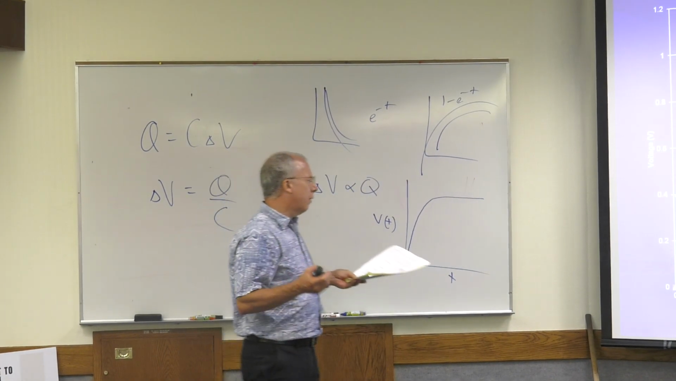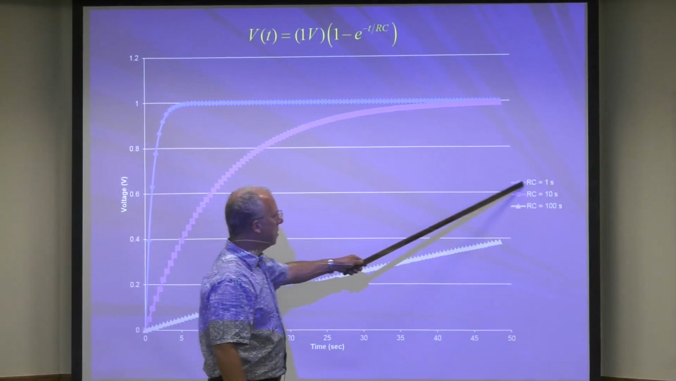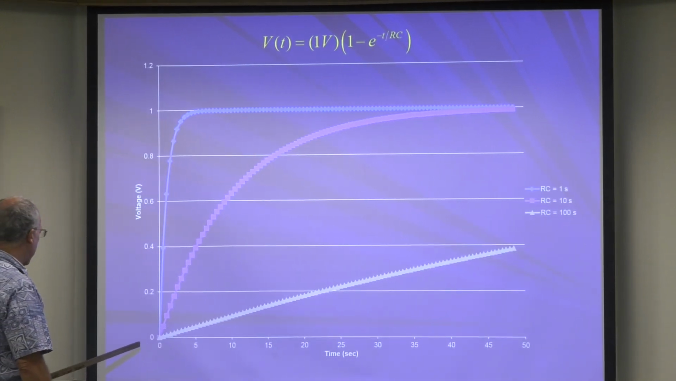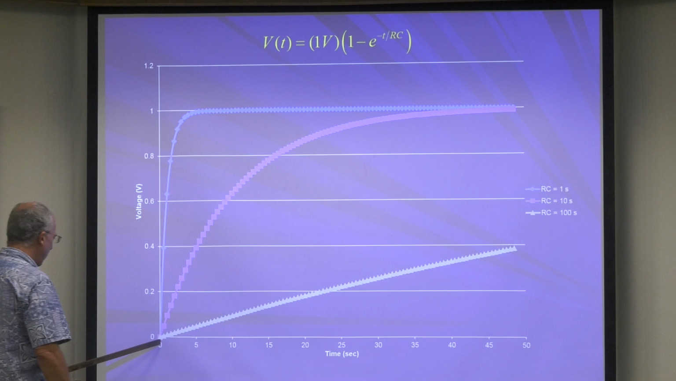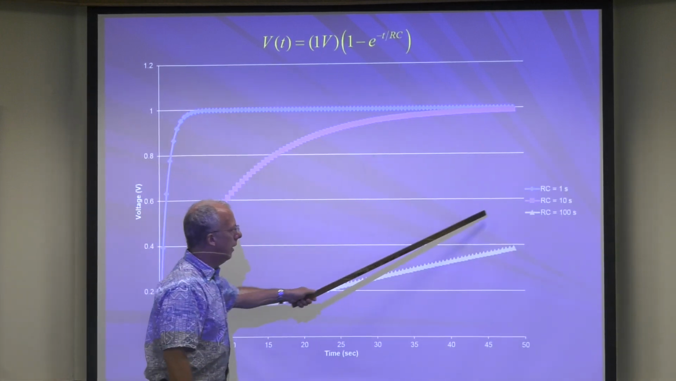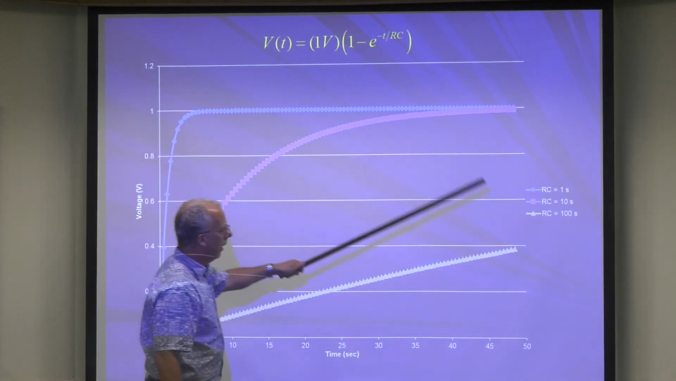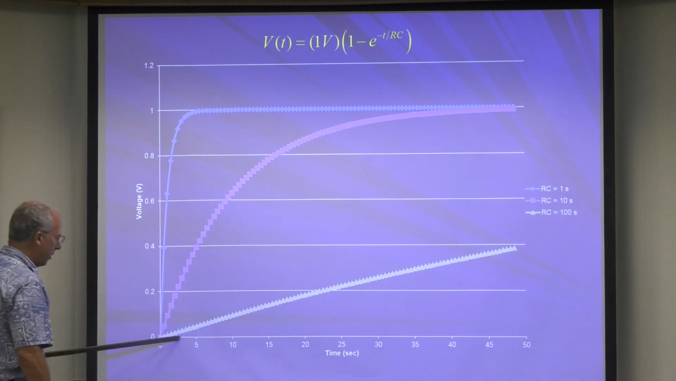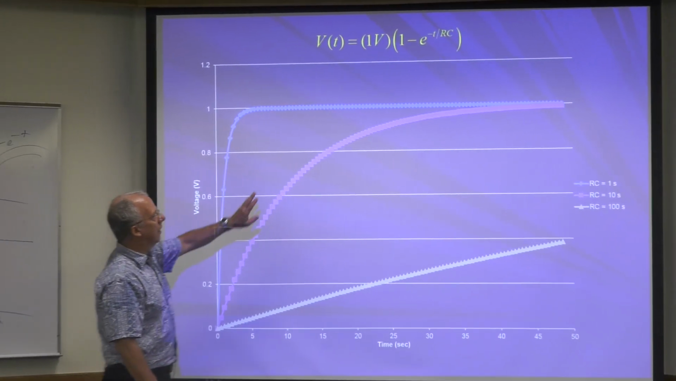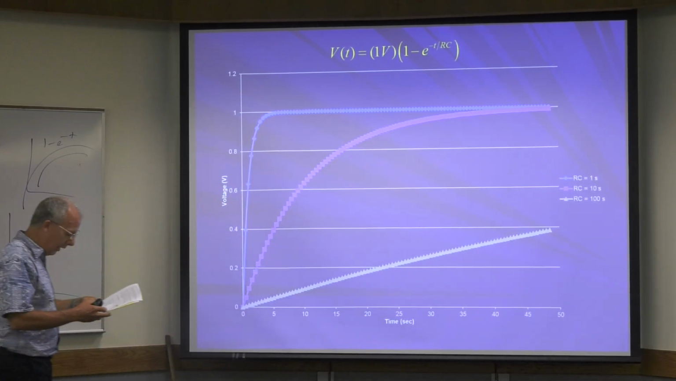Okay, and just for fun, I just played around with Excel. So if RC is 1 second, bang! It's really fast, right? It doesn't take very long at all to reach the maximum voltage. If RC is 10 seconds, it takes a little bit longer to get there. If RC is 100 seconds, it's going to take a while, right? So anyway, we can just see that the curve really depends on that tau, the RC.